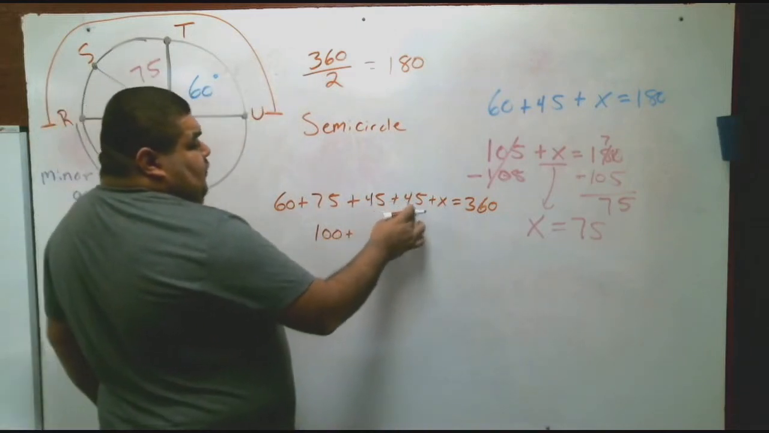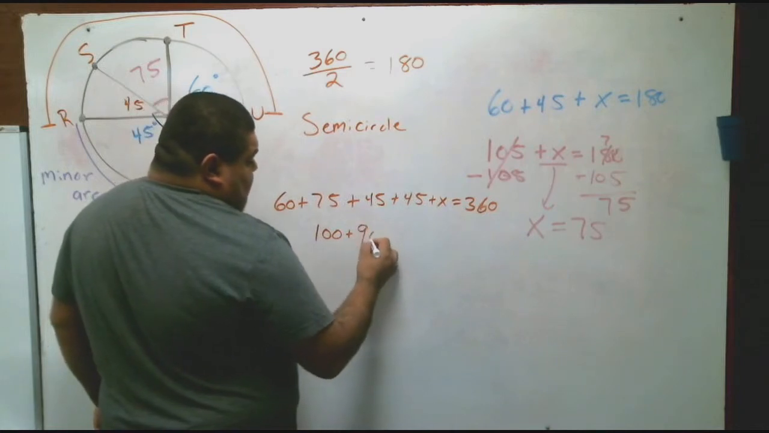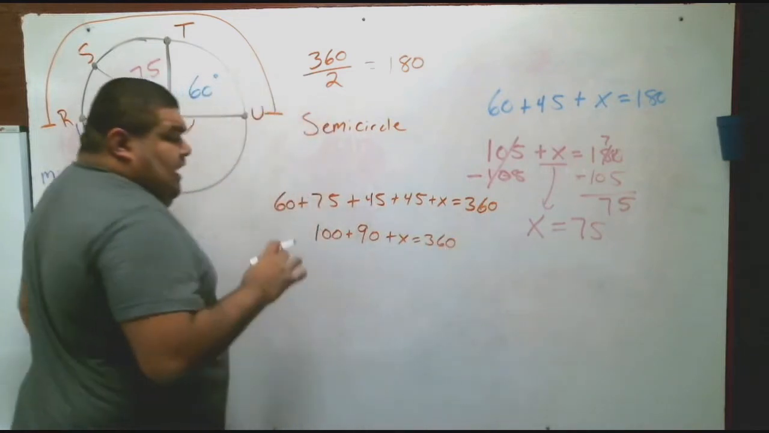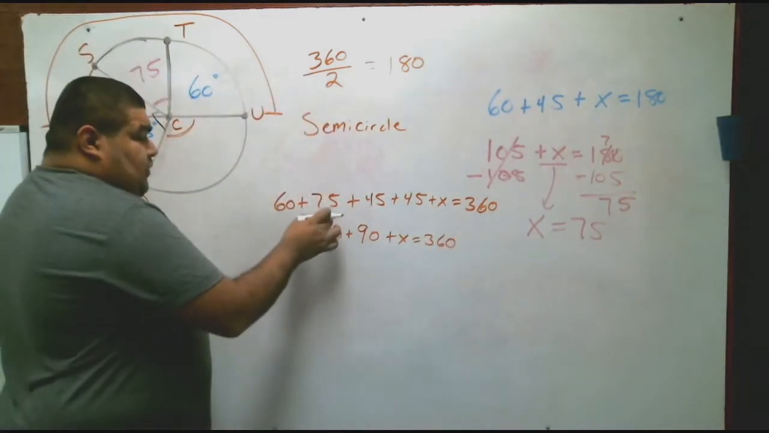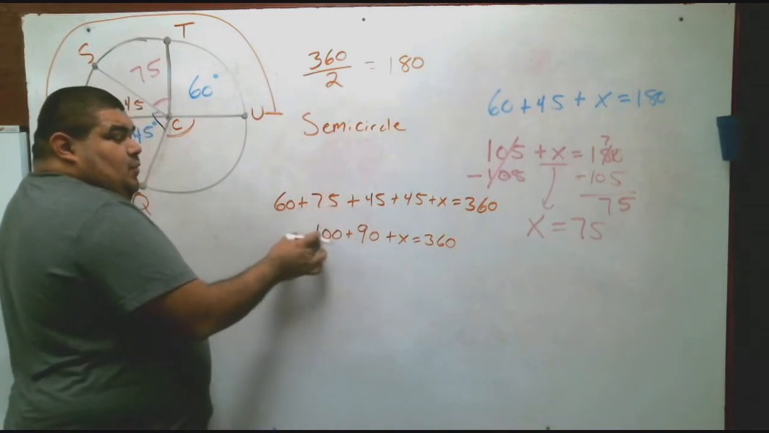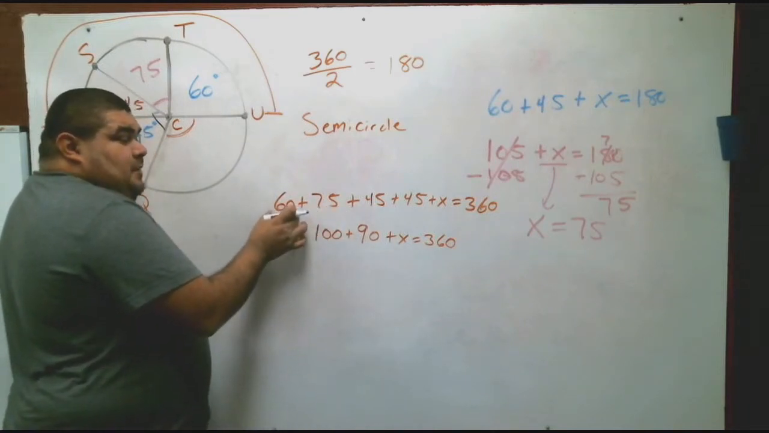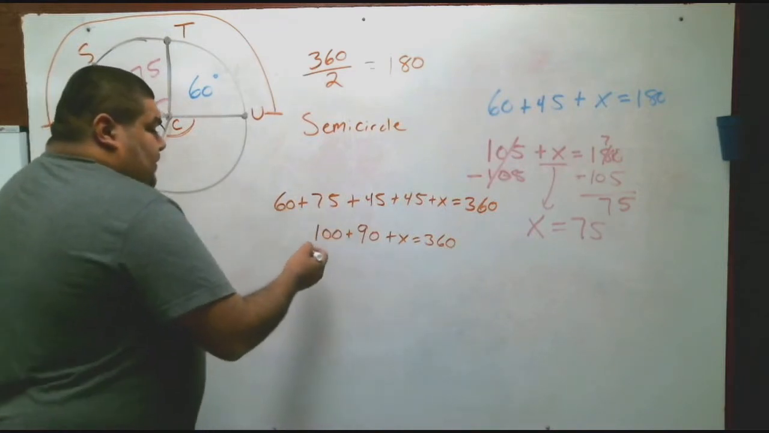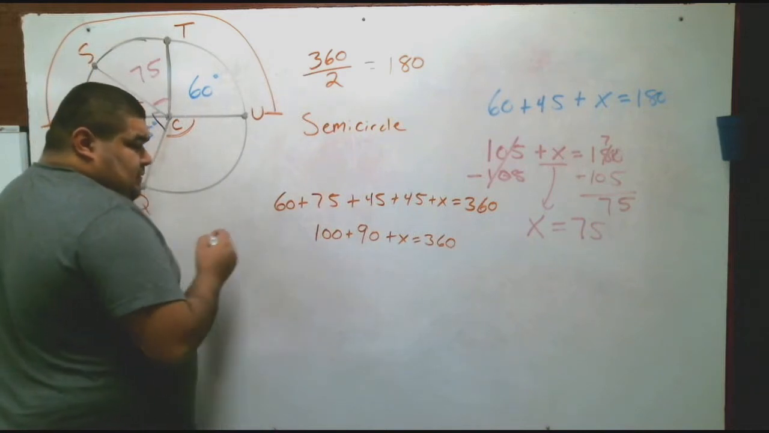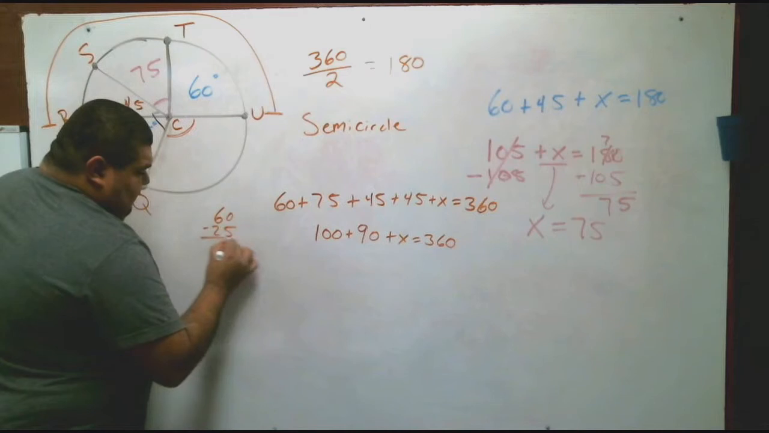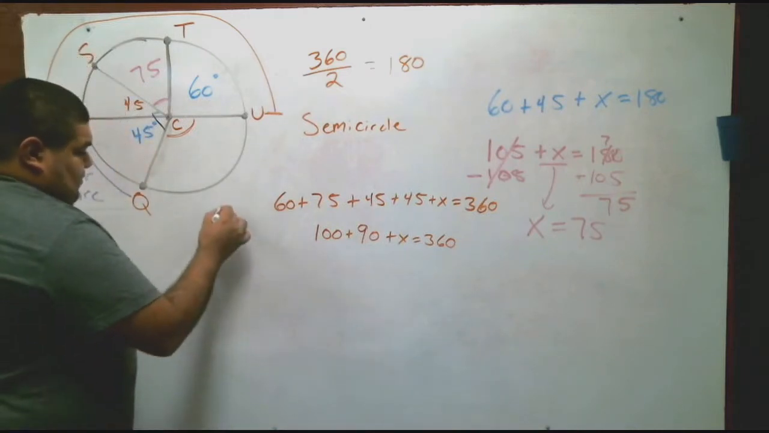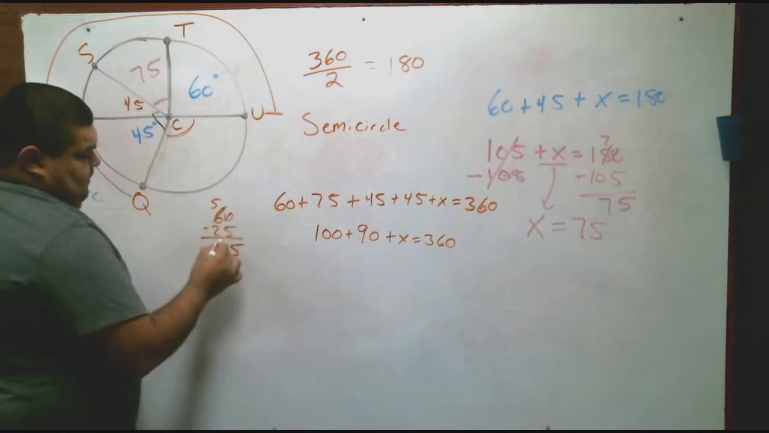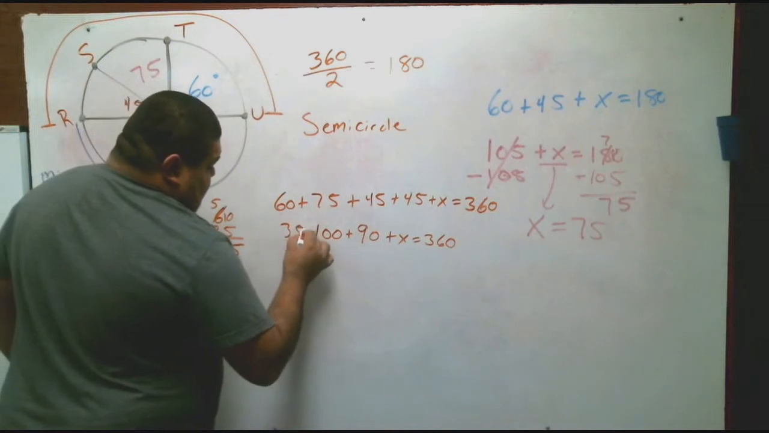plus, if we combine the two 45s, we have 90, right? Plus x equals 360. I always like to make it easy. So if we made this 75 into 100, we're going to take off those 25 from somewhere, right? In this case, we're going to take them off of 60 to make it a lot easier. So we have 60 minus 25. Again, we borrow, which makes the 5 into 10. 10 minus 5 is 5. 5 minus 2 is 3. So we have 35 left over, okay?